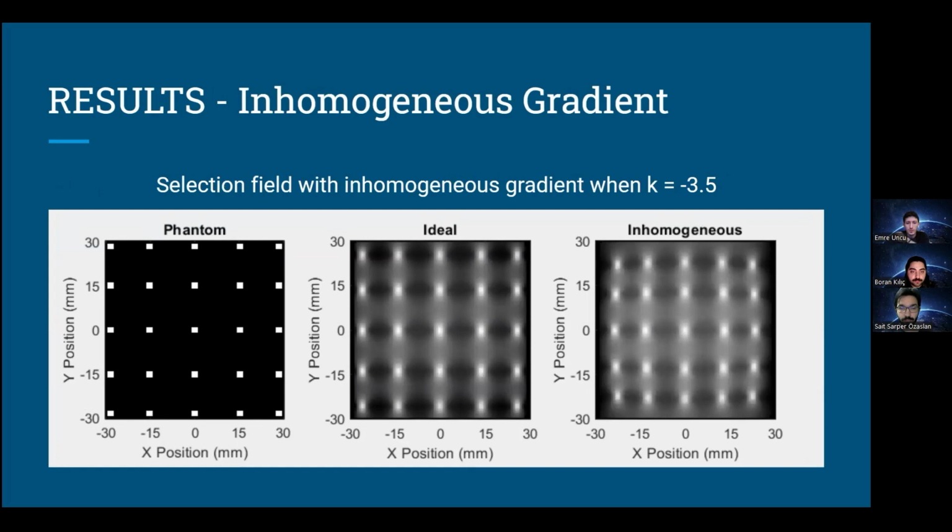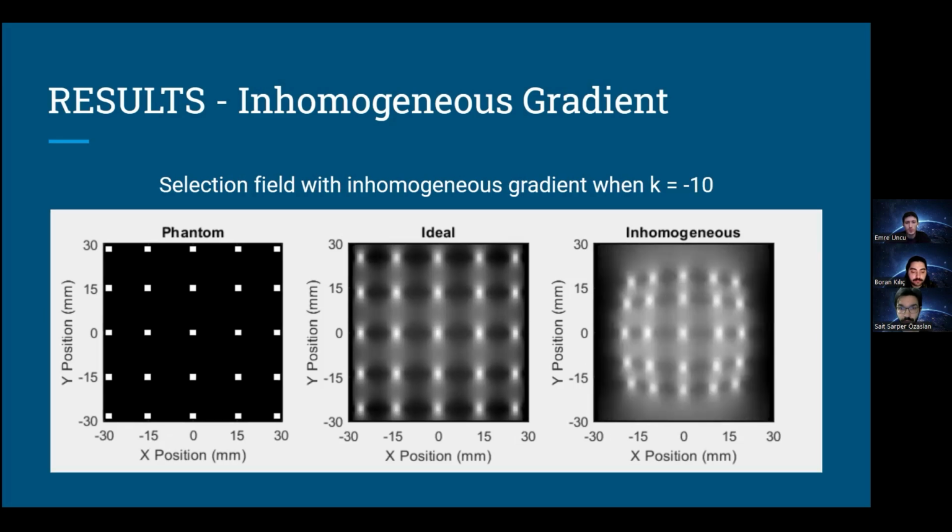The inhomogeneous gradient was used as another non-ideal selection field. The image on the right is obtained with the coefficient k equals 3.5. In the image, the point sources are misregistered, resulting in apparent warping. This can be understood from the points in the corners being pushed towards the center. While the points in the center remain constant, the push increases as it approaches the edge of the field of view. As a result, the corners of the image are rounded.